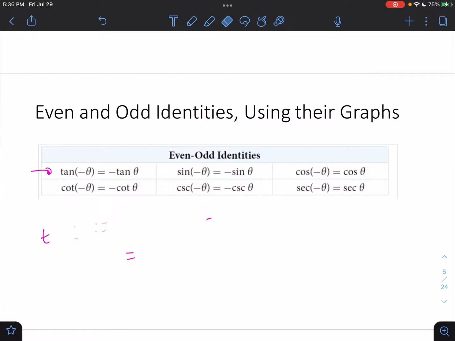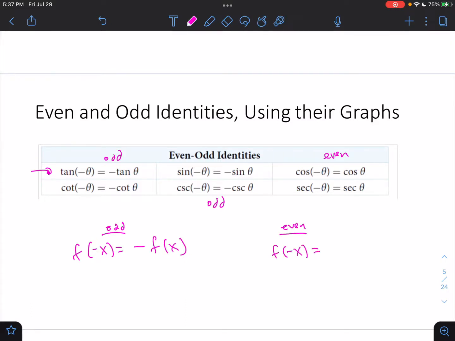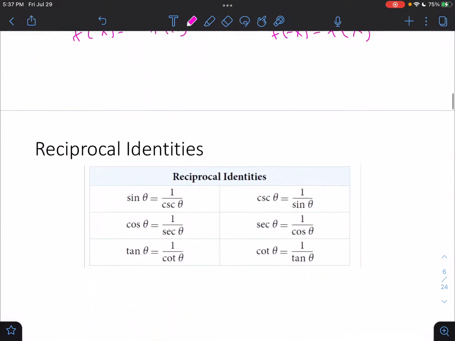And we can use similar reasoning for sine. Sine, notice, is an odd function, so these are odd, these are odd, these are odd. And these are even. If you recall from your even and odd work, if it was odd, f of negative x will give you negative f of x. And if it was even, f of negative x will give you the same positive f of x. So be aware of that. We're going to be using that in a few problems coming up.